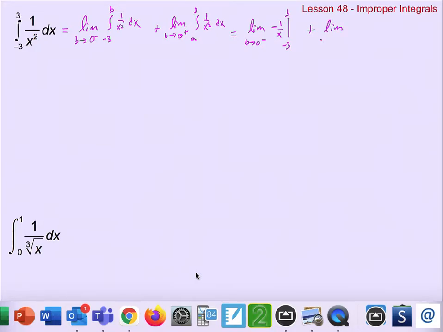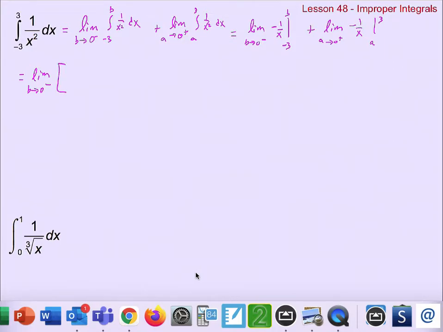And it's going to look very similar on the right-hand side. It'll be the limit as a approaches 0. I just noticed I put a b here when I meant to put an a. From the right, we'll evaluate the definite integral here, which is, again, the antiderivative of 1 over x squared evaluated from a to 3. And we're still going to just keep chopping this up one piece at a time. So it's still the limit as b approaches 0 from the left, and we'll evaluate negative 1 over x from negative 3 to b.